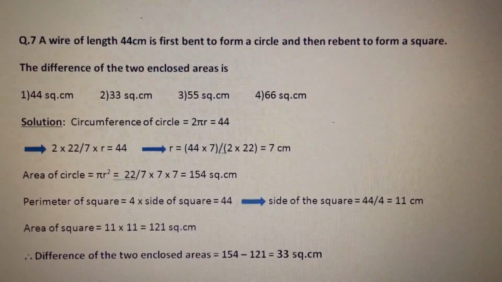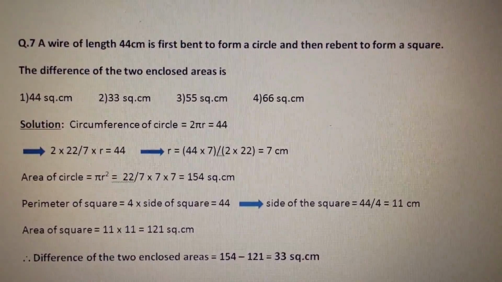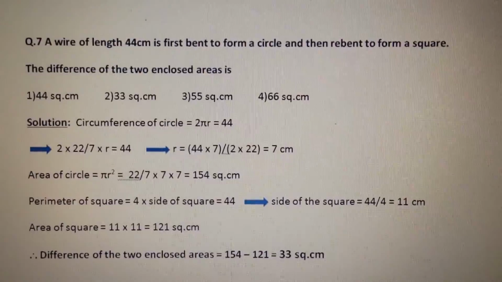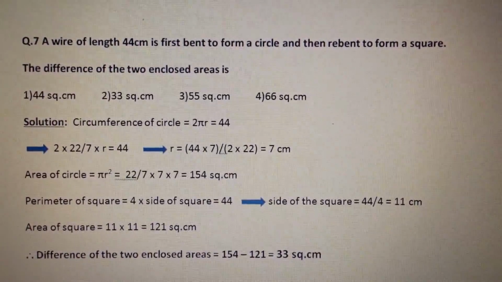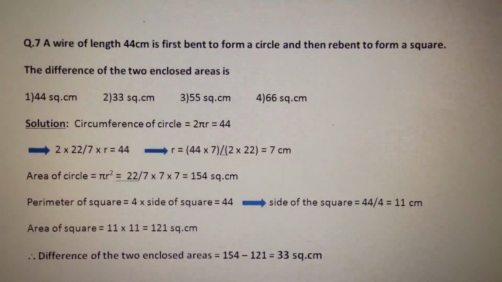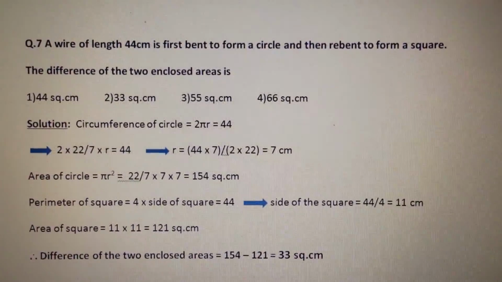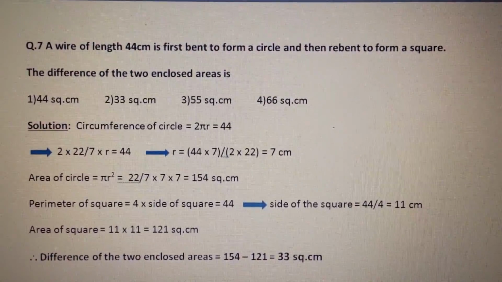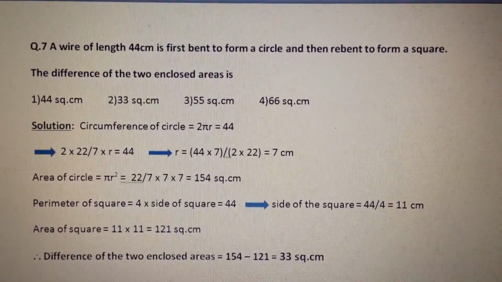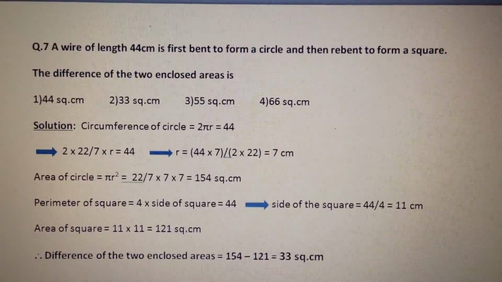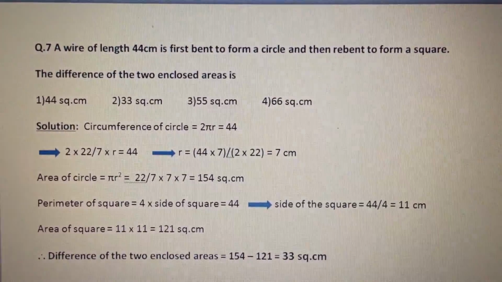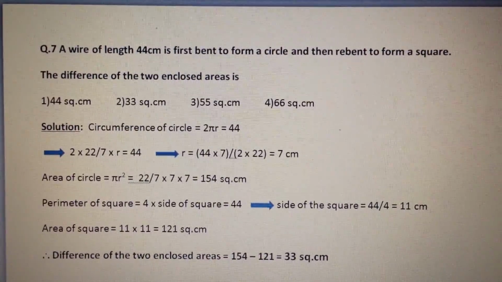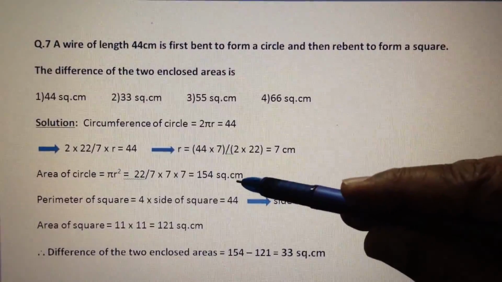Next question. A wire of length 44 centimeters is first bent to form a circle and then rebent to form a square. The difference of the two enclosed areas is. Now it is given that the wire is bent to form a circle. So the wire's length is equal to the circumference of the circle. Now we know that the circumference of the circle is equal to 2 pi r, which is equal to 44 according to the problem. Now 2 into 22 by 7 into r is equal to 44. On solving, we get the radius as 7 centimeters. Now the area of the circle is pi r square, which is equal to 22 by 7 into 7 into 7, which is equal to 154 square centimeters.